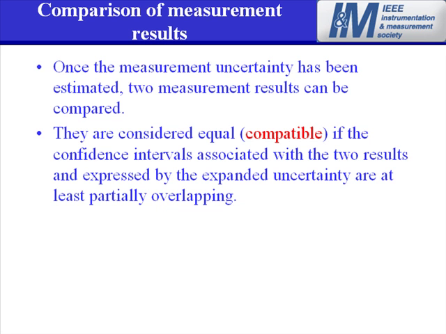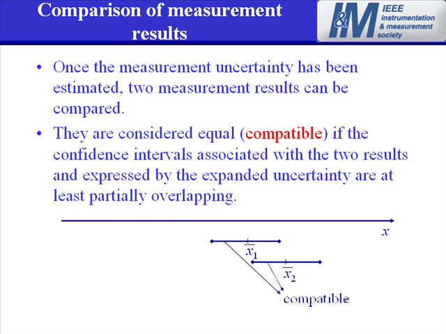So, they are compatible if the confidence intervals associated with them and expressed by the expanded uncertainty, as you see here, are at least partially overlapping, as shown in this figure. And now, let's see an example of a measurement result that is not compatible with the two other ones, because, as you see, the confidence interval in red here doesn't overlap the two other ones at all. So x1 and x2 are compatible, x1 and x3, x2 and x3 are not compatible.